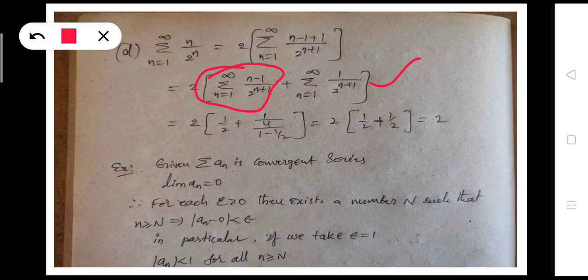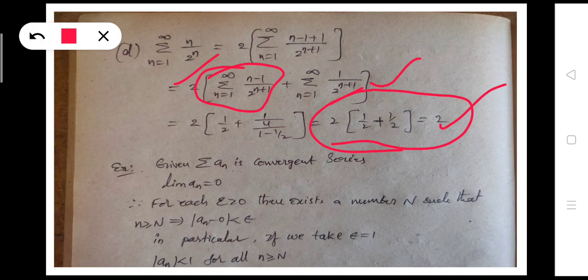So now simplifying this one, we got 2 into this value is 1 by 2, and 2 into 1 by 2 plus 1 by 4 by 1 minus 1 by 2, this is equal to 2 into 1 by 2 plus 1 by 2, that is equal to 2. So given sigma an is a convergent series, limit an is equal to 0.